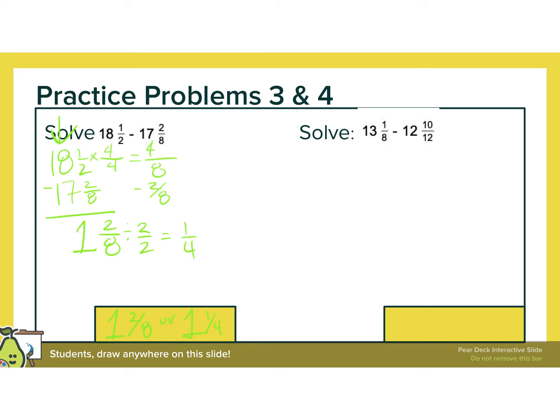Let's switch colors. Write it vertically. 13 and 1/8. That's a really small fraction, so this is probably going to be a hard one. Minus 12 and 10/12.